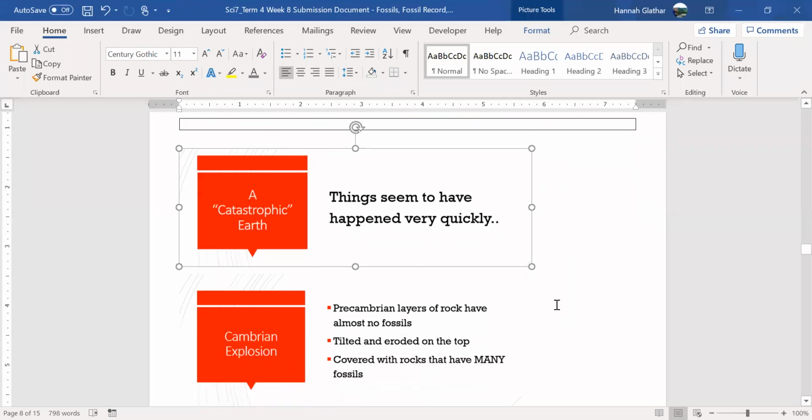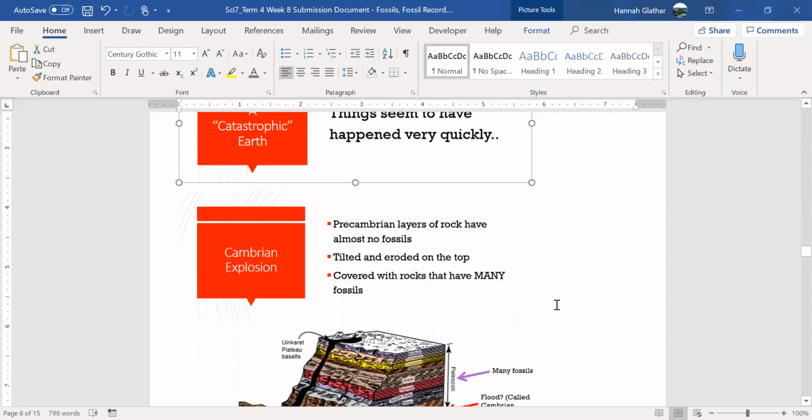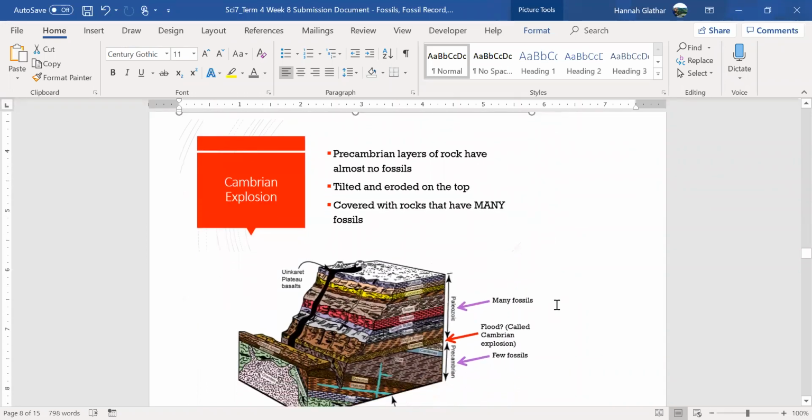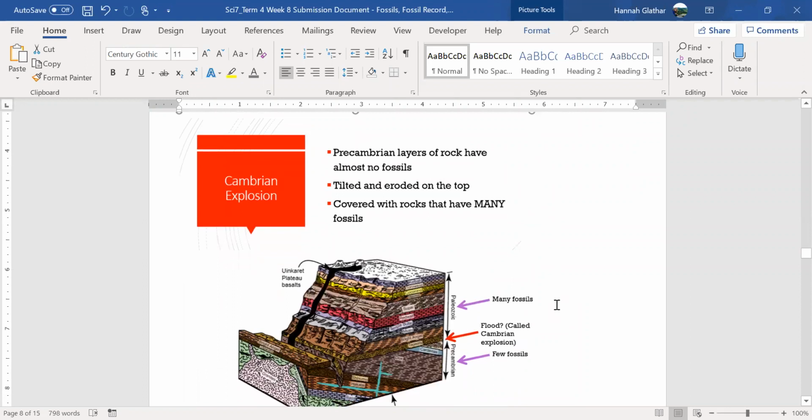And some evidence for this is a lot of our fossil record. There's something called the Cambrian explosion where, at a certain point, there's this line here. We call it the Cambrian explosion because before that, it was older, there were not many fossils under here at all. And then all of a sudden, you see a bunch of fossils.